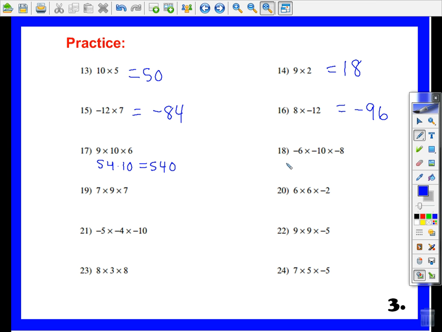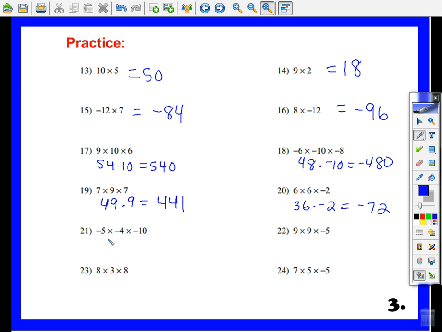For 18, negative 6 times negative 8 is 48, and 48 times the negative 10 becomes a negative 480. Once again, you could have multiplied from left to right, and you'll get the same product. 7 times 7, I know, is 49, and if you do 49 times 9, your result is 441. 6 times 6 is 36, times a negative 2 becomes a negative 72.